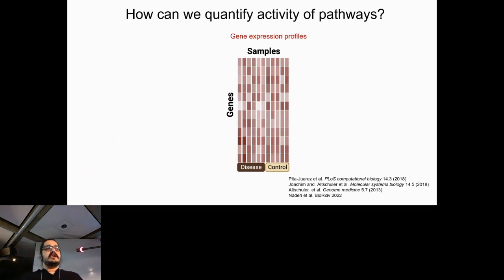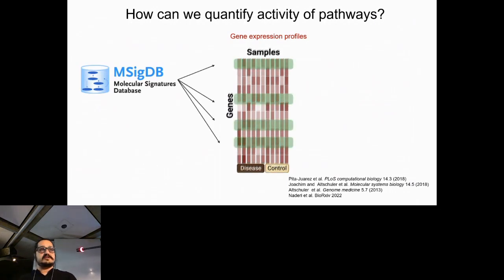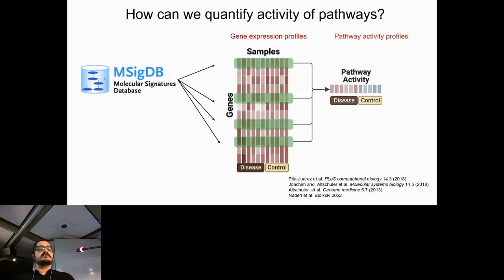So the main inputs of IQPA are, first, a gene expression data set, preferably one that has disease and control subjects in it, and a database of annotated pathways. For every single pathway in an annotated database, IQPA masks the expression of genes that belong to that certain pathway and aggregates them into a single number that represents the activity of the pathway.